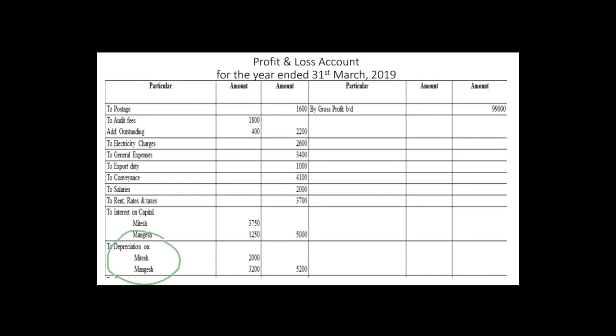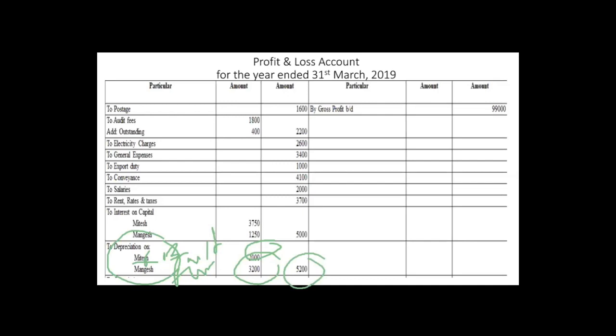Okay, so to depreciation on. Now here some mistake is there. Instead of name, you are going to mention over here building, and you are going to mention over here furniture. Okay, so how much depreciation was on building? It is 2,000. And how much depreciation did we find out? It is 3,200. So what will be the amount? It will be 5,200 in the second column.